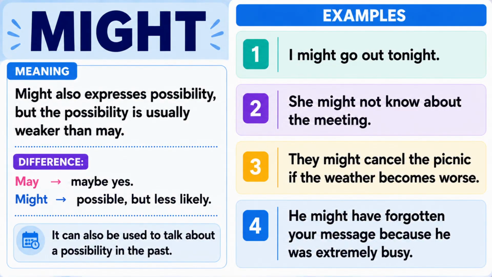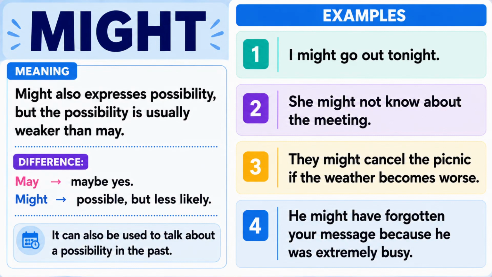Now we will learn about might. Might also expresses possibility, but the possibility is usually weaker than may. There is a difference between may and might. May means maybe yes. Might means possible but less likely. Might can also be used to talk about a possibility in the past.